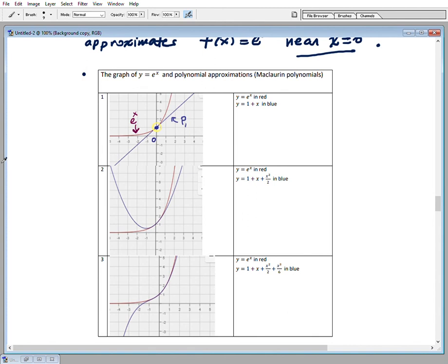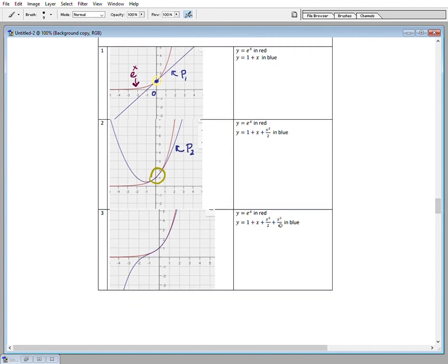Okay, this one is P2, a polynomial with 2 terms. You see, we can draw a bigger circle. Visually, the fit is better. It looks like a nice fit for quite a while, much bigger than the previous one. And now this one is P3, a polynomial of degree 3. That's the blue one.